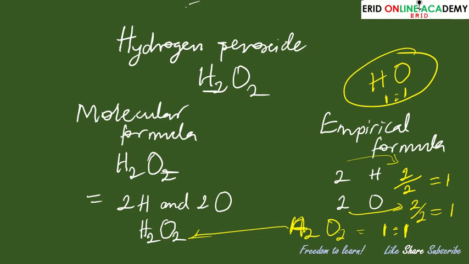So you can see again here that the empirical formula just shows the ratio in which the constituent atoms are present in a compound, while the molecular formula tells us the actual number of the constituent atoms present in a particular molecule.